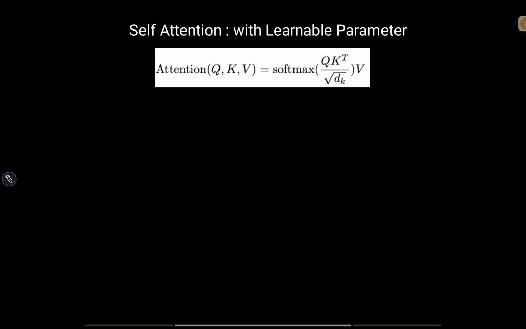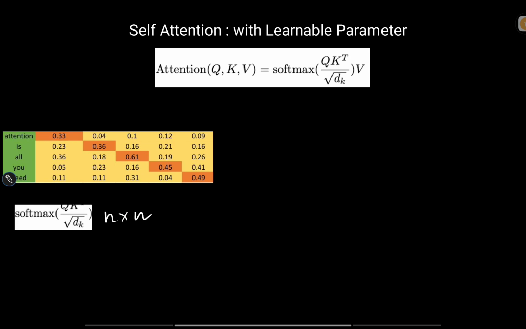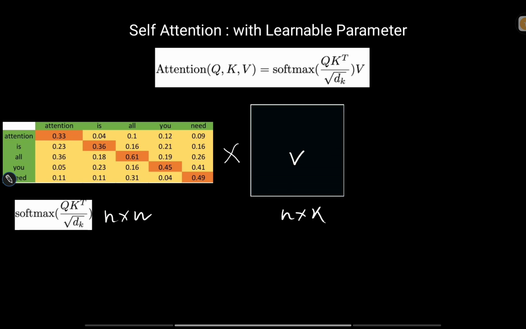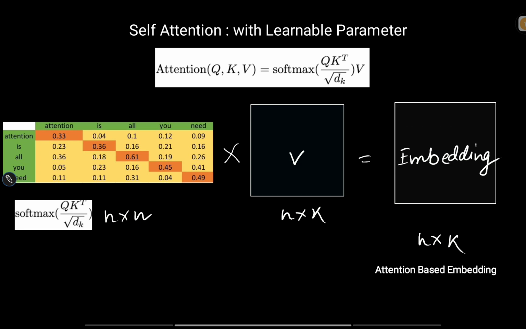So we have done the first part, the softmax operation after the dot product. Then we need to multiply this with the value vector. We got the attention matrix, which is the n cross n matrix, and we multiply it with V, which has a shape of n cross K. So we are multiplying n cross n with n cross K, and the output we get is n cross K. This is what we call the embedding vector, and it is much more context aware. So we call this the attention-based embedding.